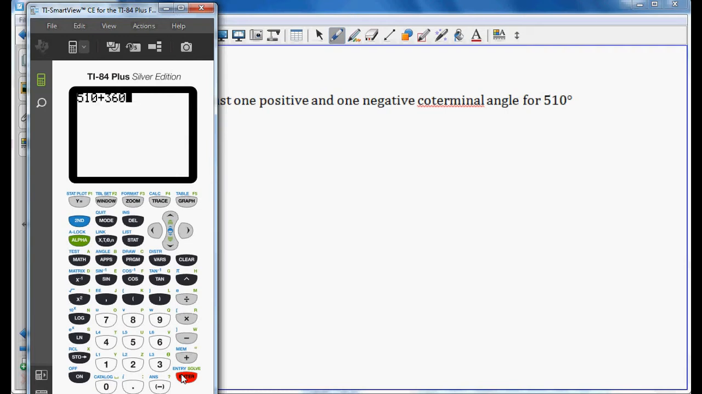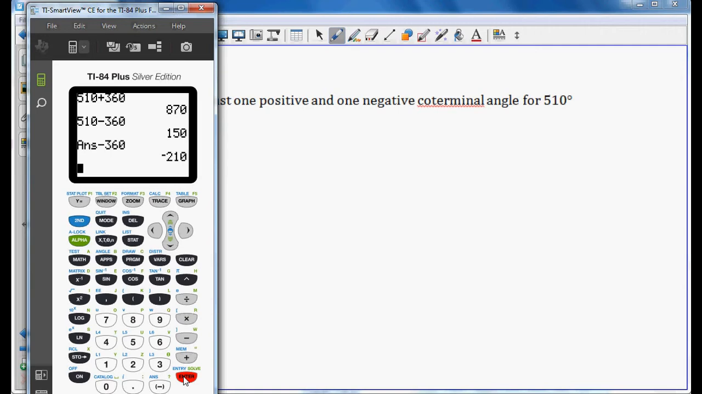Now you can also subtract 360 from 510. If you notice, that gives us just another positive coterminal angle. That's fine. You can use either one of those as the positive coterminal, but to get the negative one, we're going to have to subtract 360 again. You can add and subtract 360 as many times as you want to get coterminal angles. So for the positive one, you can use either 870 or 150. Both are fine. And then for the negative one, negative 210 degrees.